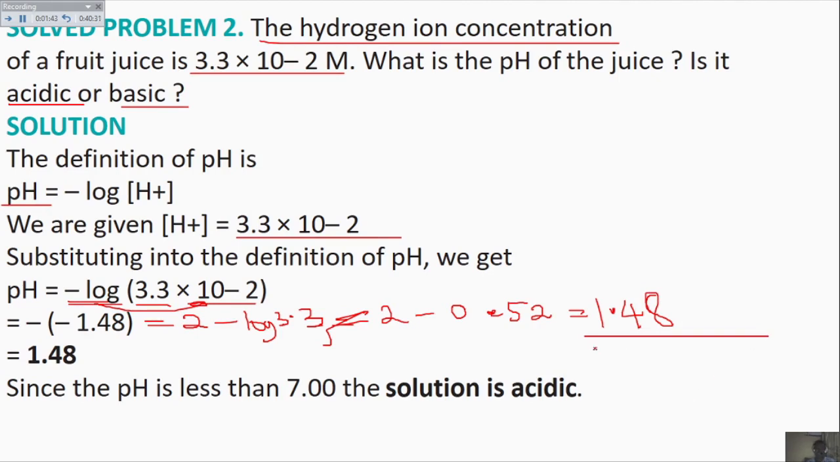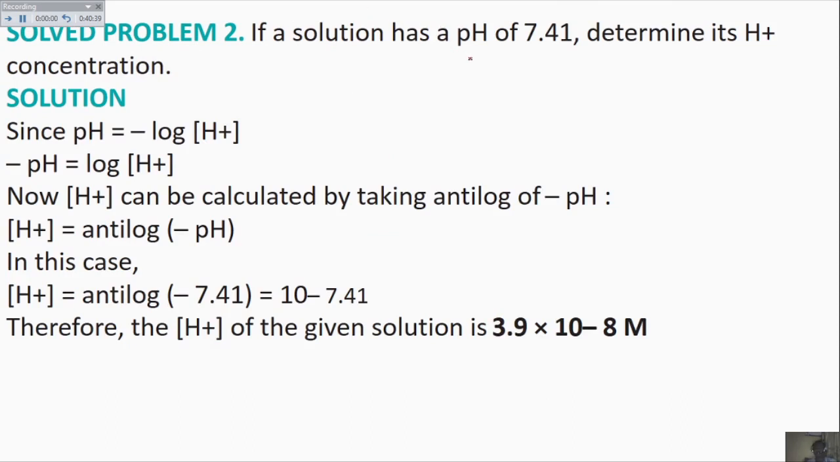Because it is less than 7, the solution will be acidic. If the solution has a pH of 7.41, you have to determine the hydrogen ion concentration.